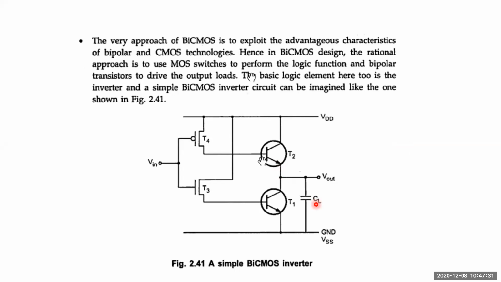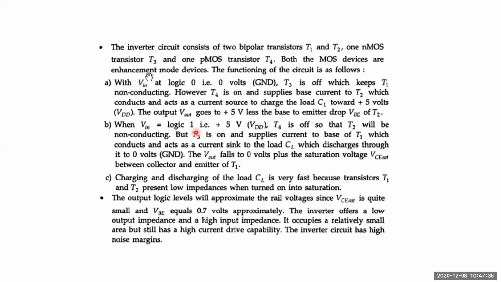Coming to this one, whenever the input is equal to logic 1, that is VDD, 5 volts, T4, the PMOS, is off. Whenever the PMOS is off, T2, the second BJT, will not be conducting. Why? Because it is not getting any base current. You're not supplying any base current, so T2 will be off.